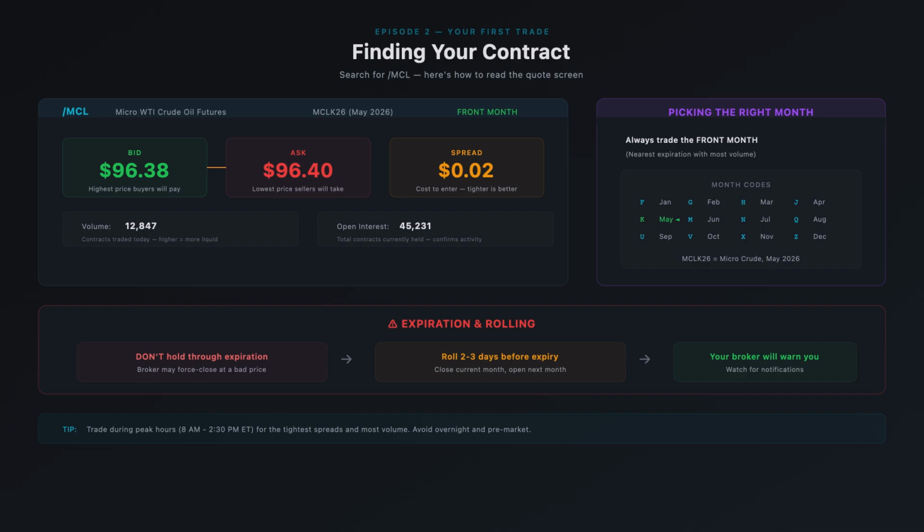Important, don't hold a contract through expiration. Roll it 2 to 3 days before by closing your current position and opening the same trade in the next month. Your broker will warn you when expiration is approaching.